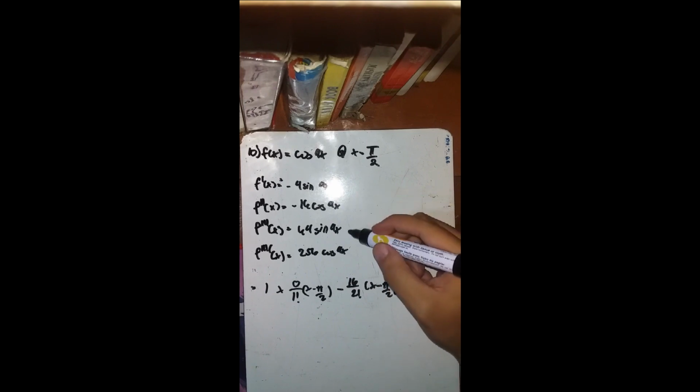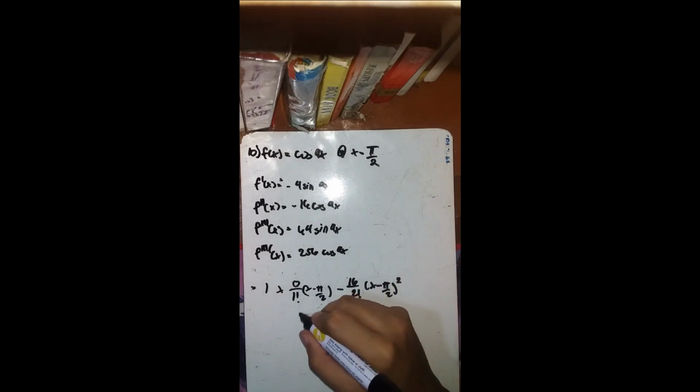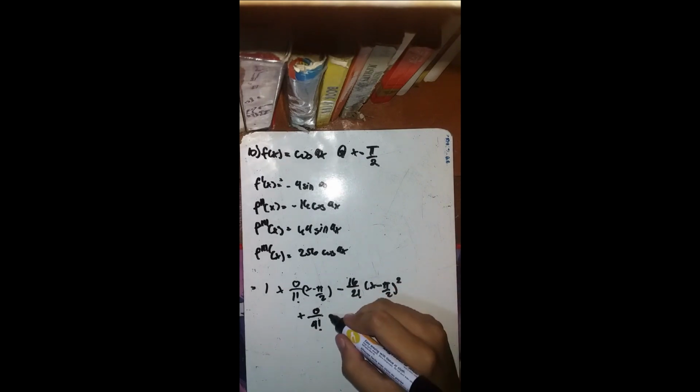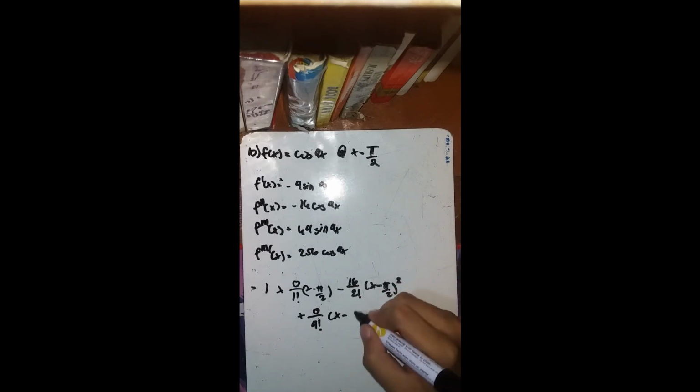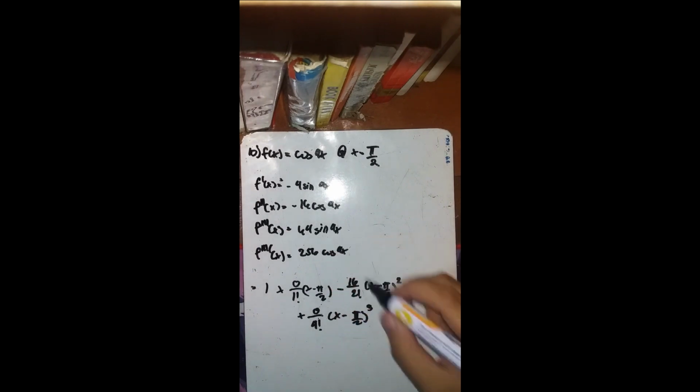Next, we have here sine, and sine of 2 pi is equal to 0. So we add here plus 0 over 3 factorial times (x minus pi over 2) raised to 3. Next, we have cos again, so it's plus 256 over 4 factorial times (x minus pi over 2) raised to 4.